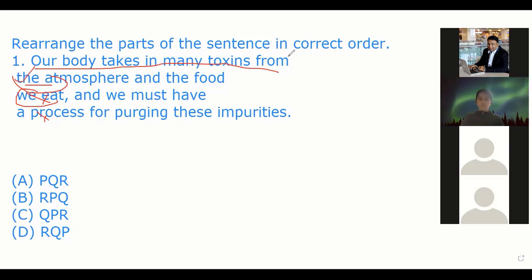So guys, ending and then starting, you have to be logically correct. We got it: from the atmosphere. After that, and the food we eat, or and the food a process? And the food a process is obviously not a logical connection. So, and the food we eat. Got it, guys? Very easy one. So that is the correct order.